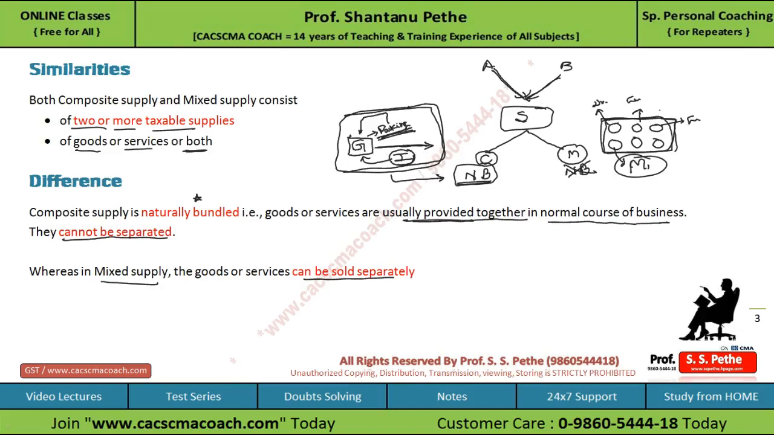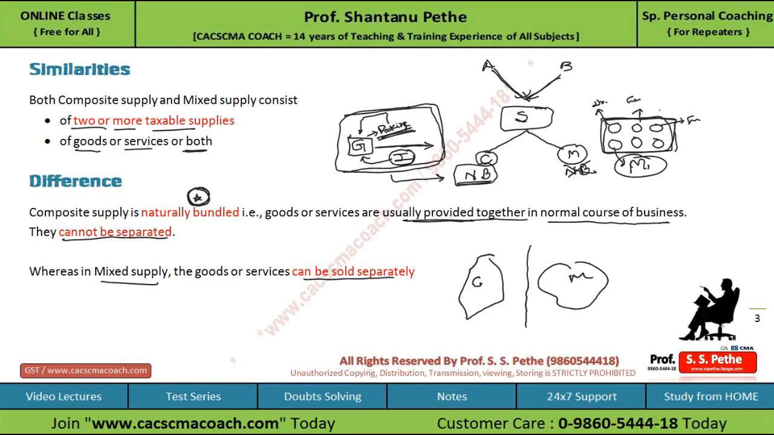Further, a very important thing to note: there is no clear demarcation between composite and mixed supply. There is no list saying these will be treated as composite supply and these as mixed. You have to apply the test of whether these are naturally bundled or not in each case. That is, on a case-to-case basis, you have to check whether the supply is a composite supply or a mixed supply.